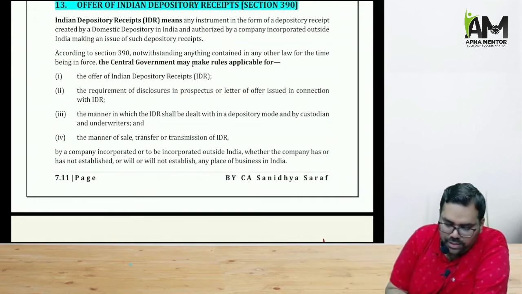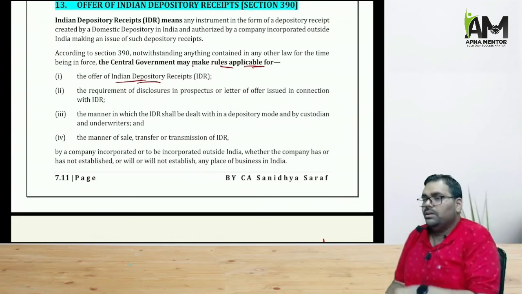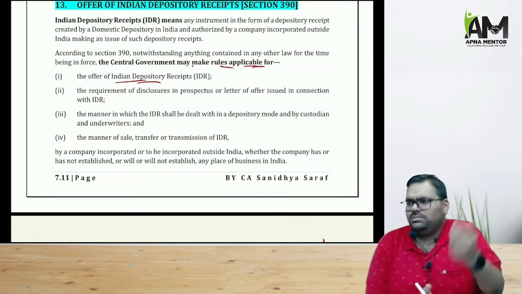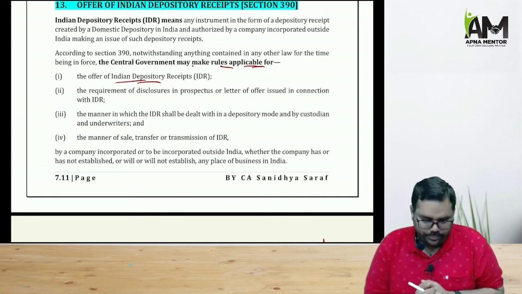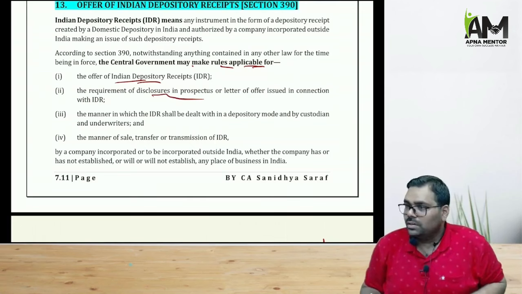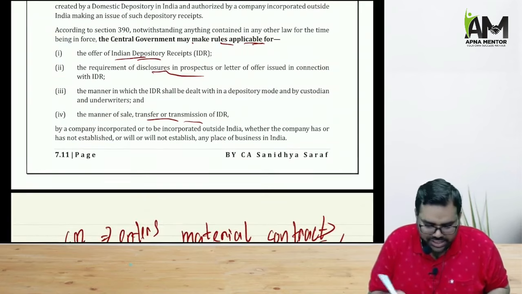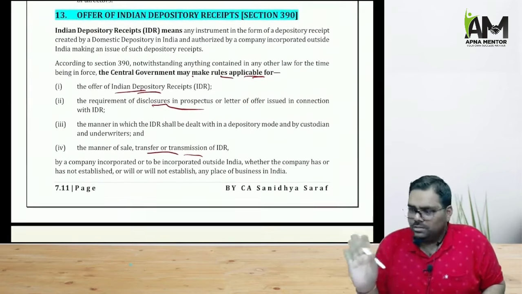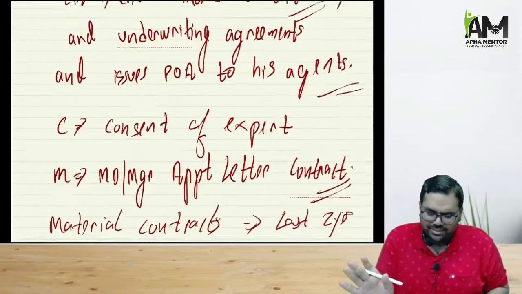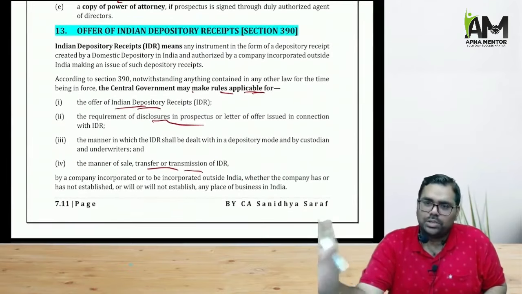The central government may make rules applicable for the offer of IDR. So if any foreign company wants to come and issue IDR in India, the CG may make rules: how to offer IDR, what will be the requirement of disclosures in the prospectus, and how the sale and transfer of IDRs will be done, the manner of sale, transfer and transmission of IDR. The CG may make rules regarding these very matters. Just do whatever I have underlined, because chances are very less that it will come, but still I am making you mark some areas.